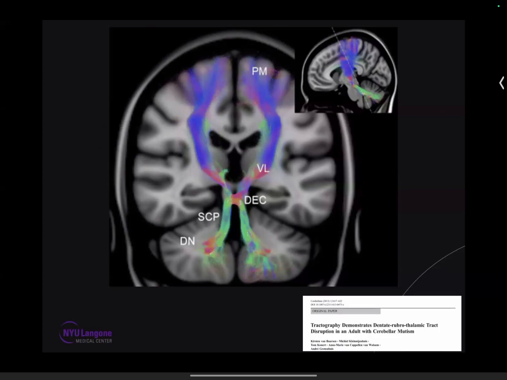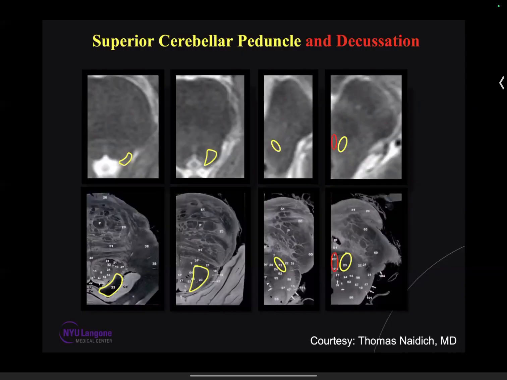And this is a very nice paper about tractography and how it demonstrates this very important pathway from the cerebrum to the cerebellum. It goes from one side to the contralateral side, and I'll talk a little more in detail about that. That's very, very important, and we need to understand it. Once you understand it, you will start seeing changes in the cerebrum and the cerebellum in many disease processes. So the first peduncle we're going to talk about is the superior cerebellar peduncle.